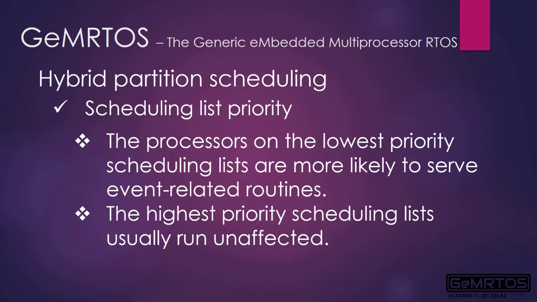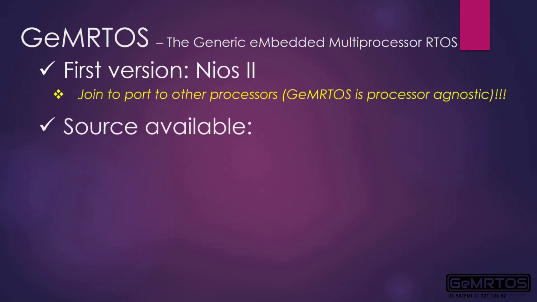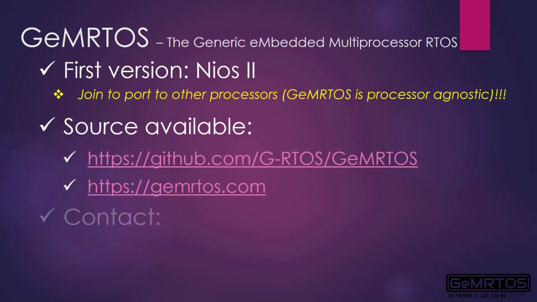GeMRTOS is a groundbreaking innovation for embedded real-time systems. The Intel Nios II processor was used in its implementation, but the source code is available for porting to other processor architectures. Information is available on GitHub and the GeMRTOS website.